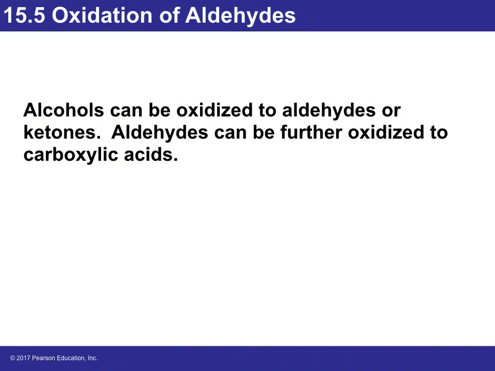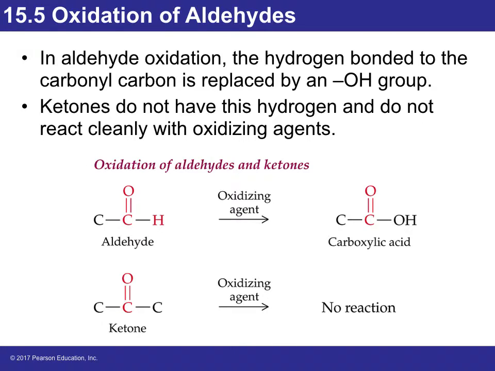Looking here at oxidation of aldehydes, you have alcohol, which we saw earlier, that can be oxidized to form an aldehyde or ketone. It can be followed by more oxidation of the aldehyde to give you a carboxylic acid, which is chapter 17. Now, if you look at the aldehyde oxidation, the hydrogen bonded to the carbonyl carbon is replaced by an OH group. Ketones do not have this hydrogen, so they cannot react with an oxidizing agent.